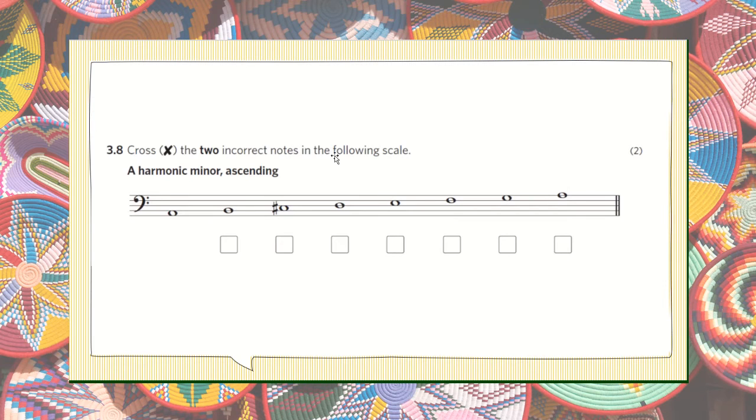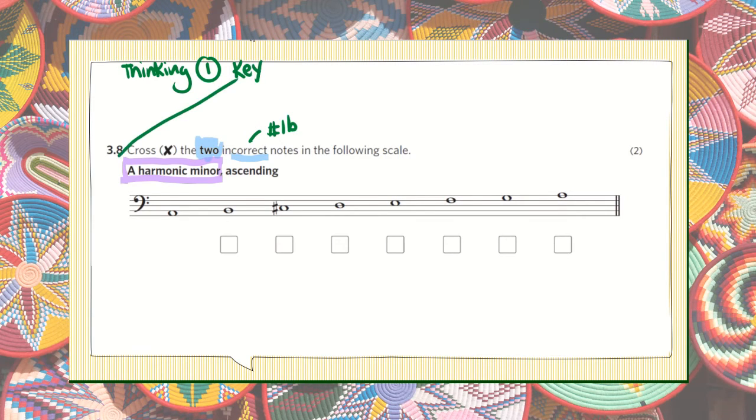Next, 3.8. Cross the 2 incorrect notes in the following scale. So you are supposed to pick up 2 notes that are incorrect. Now, why are the notes incorrect? It's most probably because it does not have the required sharps or flats. So the first thinking step will be to identify what key you are dealing with. In this case it is A harmonic minor. So the key is A harmonic minor, and then you know that for minor, what happens?